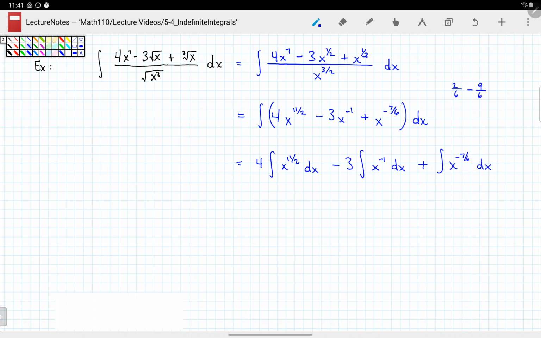Okay, so here's 3 power functions. And so you can use the power rule for these with one little caution. So power rule says you increase the power by 1 and then divide by that power. So this is 4 times x to the 11/2 becomes x to the 13/2. And I'm going to divide by that 13/2 or multiply by its reciprocal 2/13.